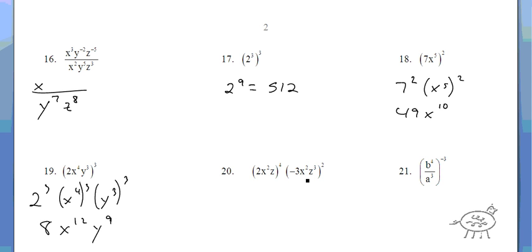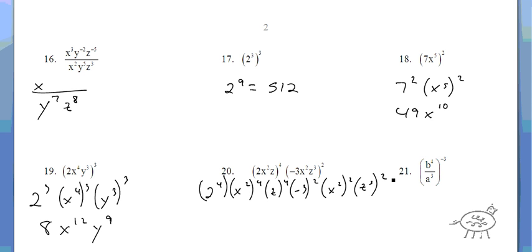Okay, the next one, distribute those exponents on the outside first before I do anything. So it's going to be 2 to the 4th power times x squared to the 4th power times z to the 4th power times negative 3 squared times x squared squared times z cubed squared. And notice I distributed that exponent to every term inside the parentheses.